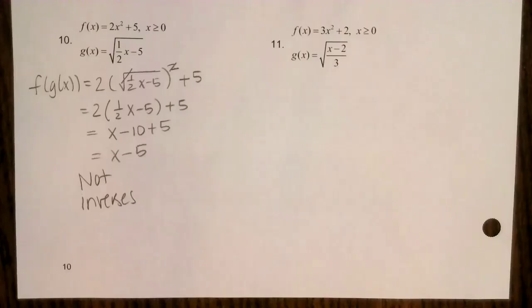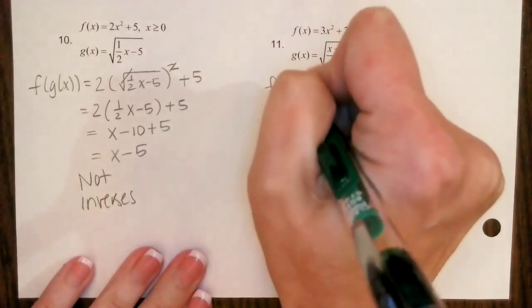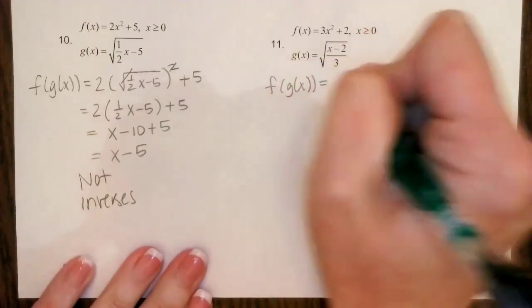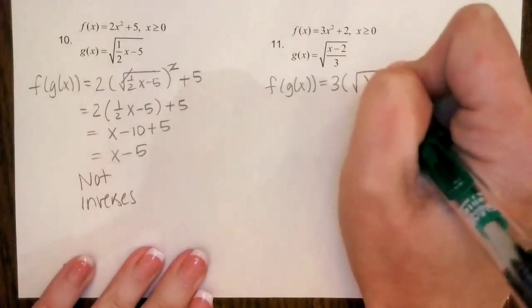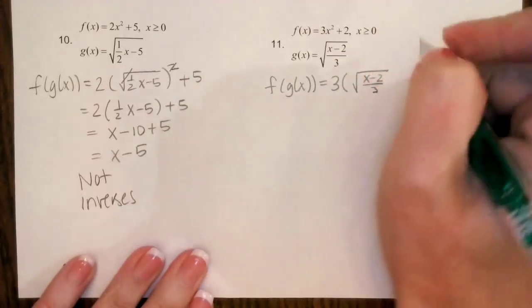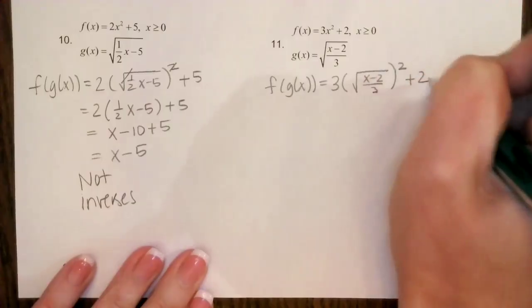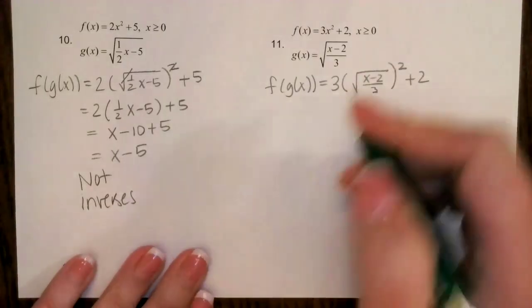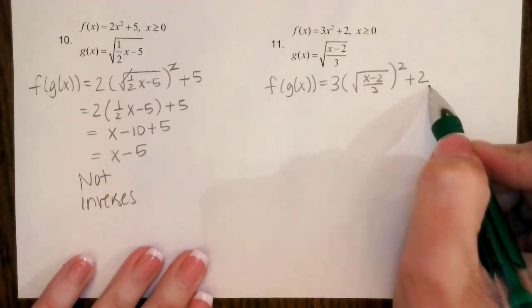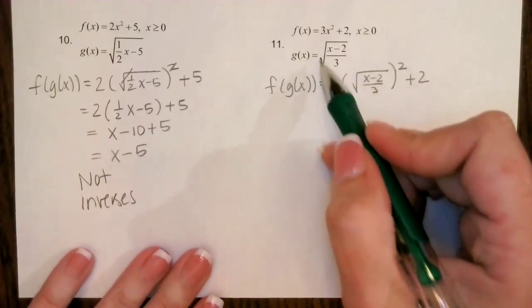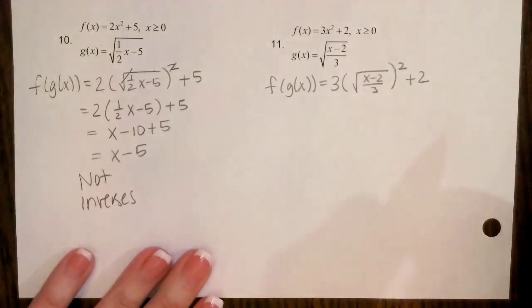All right, here comes our last one. We want to do f of g of x for this one as well. And so my f is 3, and then I'm going to place this x minus 2 over 3 squared plus 2. So 3x squared plus 2. I have not changed the f function. All I've done is take this and place it in the place of the x.